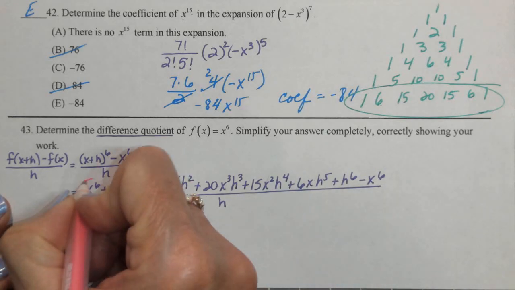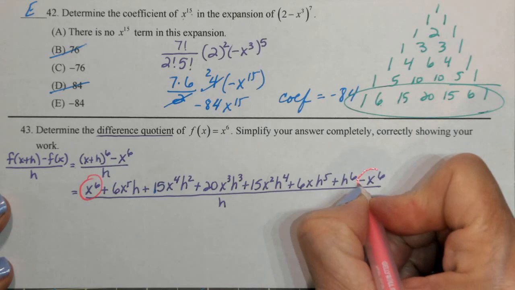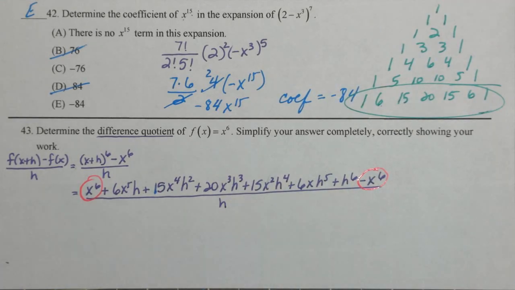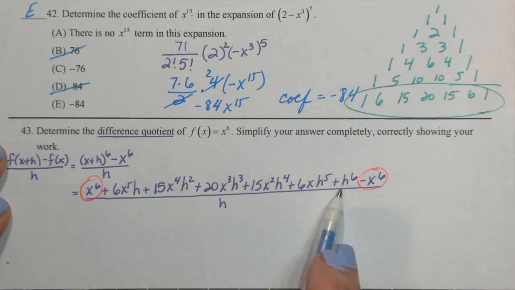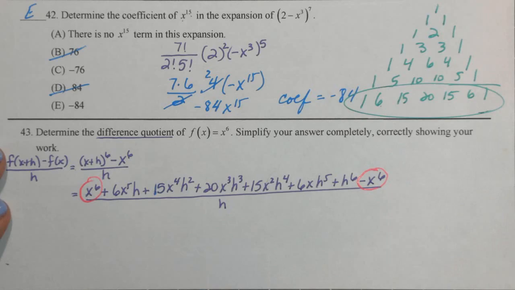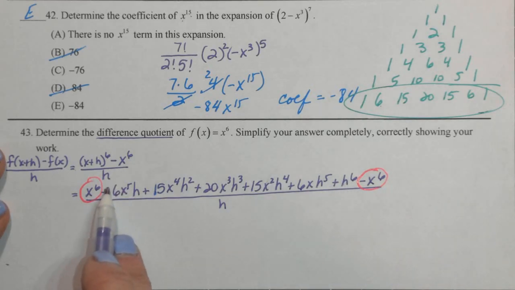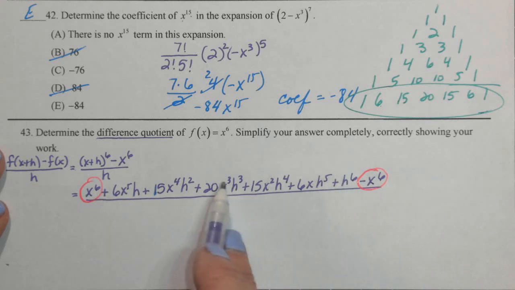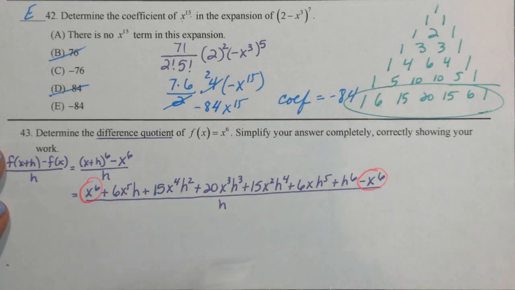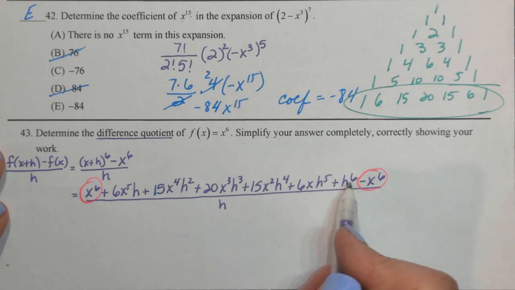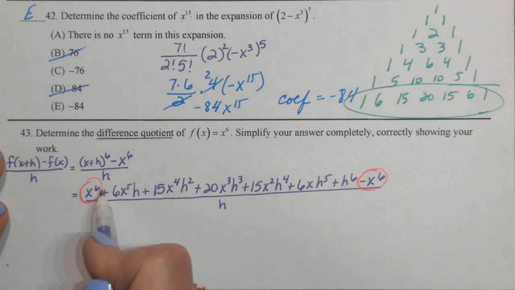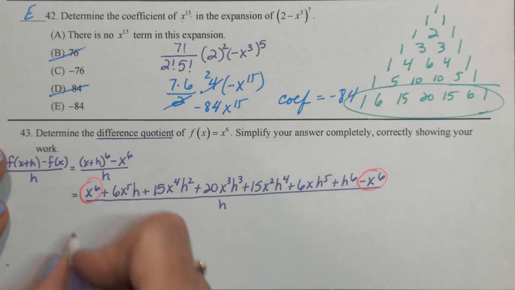All right, this x to the 6th and this negative x to the 6th. They do not have h's. They need to cancel out, and they do. They cancel with each other. Everything else has an h, correct? Everything else has an h. So I'm factoring out an h on top, and I'm reducing it with the h on the bottom. So now the h on the bottom will be gone, okay? But it's because we're factoring out an h and reducing with the h on the bottom.